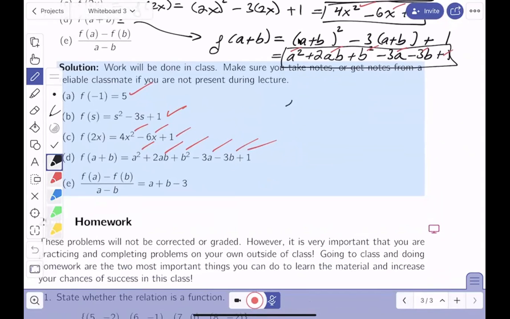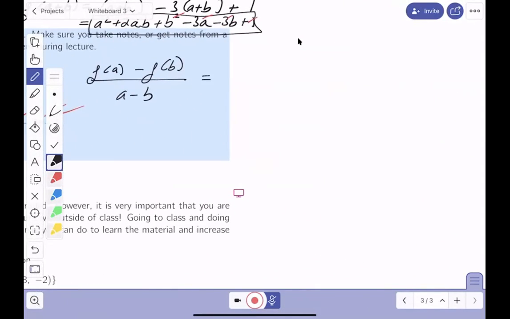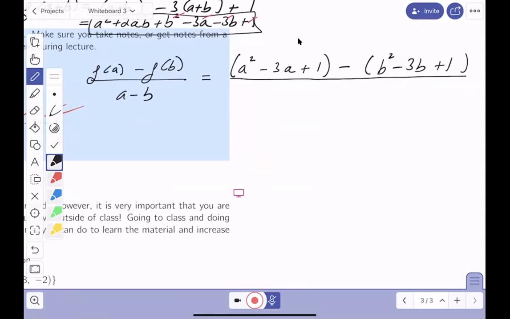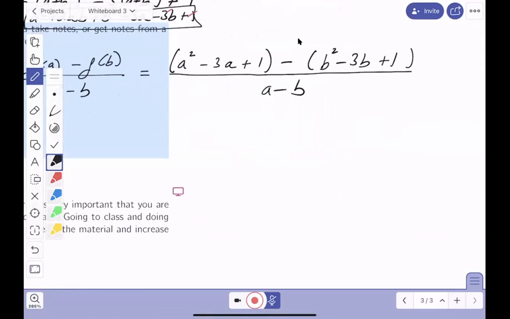So what does it say? F of a minus f of b over a minus b. And you know what? I've been doing this, I think I can remember what the function is. Well, f of a would be a squared minus 3a plus 1, minus f of b, b squared minus 3b plus 1, over a minus b. Now I realize sometimes, oh, that must be the answer. I'm looking at it, and that's not their answer. Let's keep working. One step at a time.